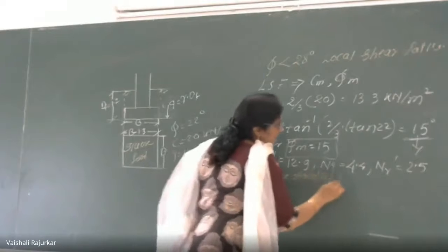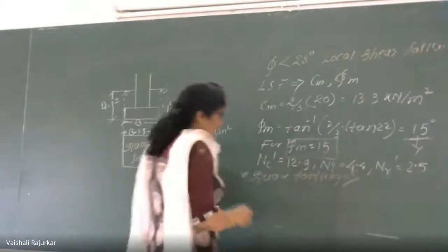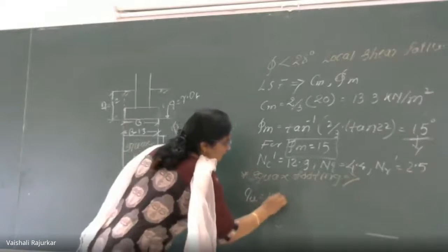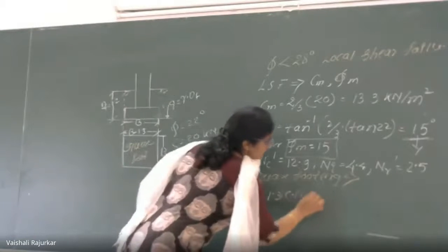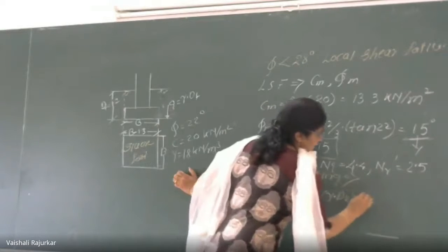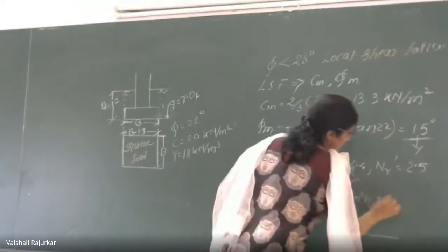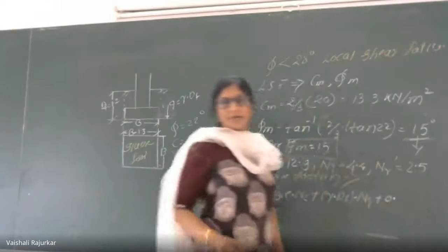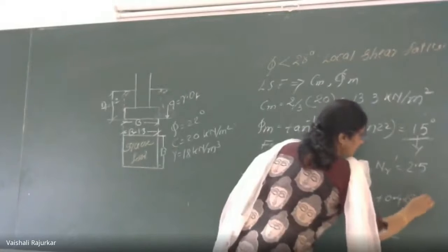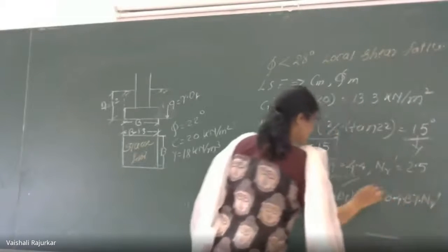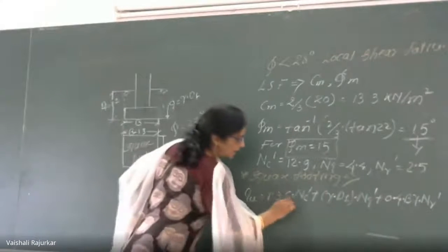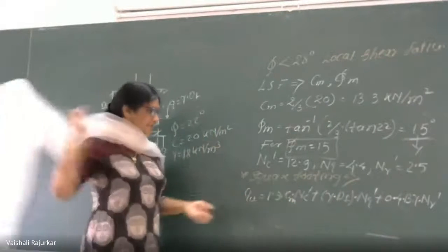Square footing. What is the equation for this? There is qu is equal to 1.3 c Nc plus gamma Df Nq plus, instead of 0.5 now there is 0.4 B gamma N gamma. So all these are the dash values, because we have considered them from here. Just remember this.